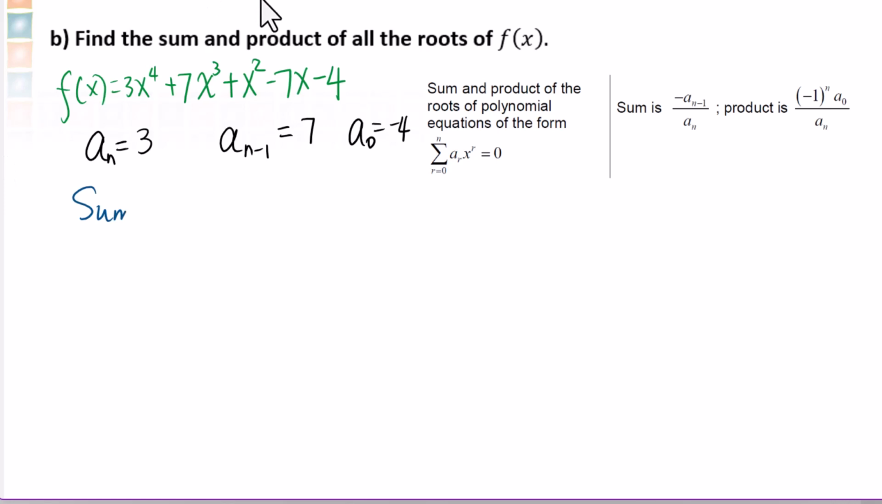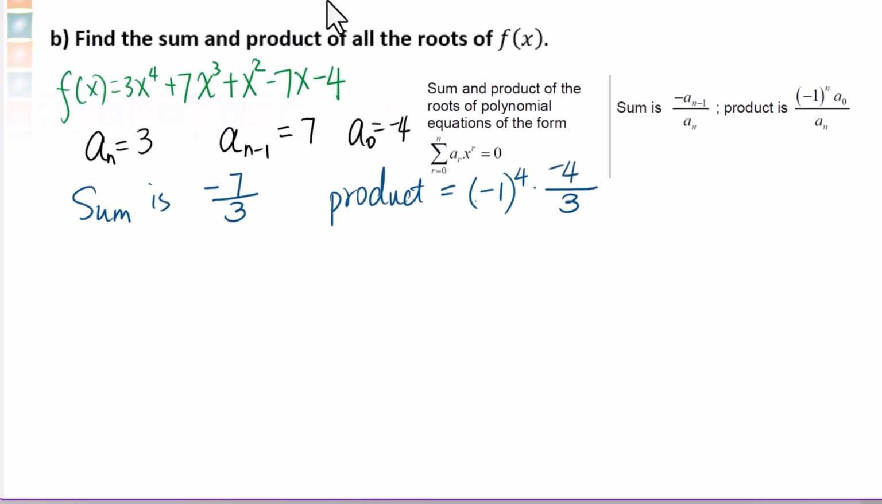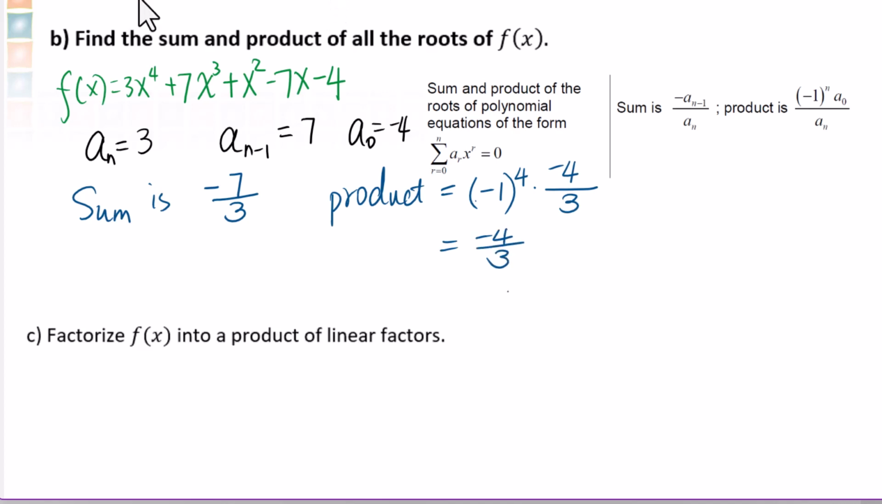So, sum is negative 7 over 3. Product equals negative 1 to the 4th power, a sub 0 is negative 4 over 3, equals negative 4 over 3. Let's go to C. Factorize f of x into a product of linear factors. Since we already know this function, let's go to calculator.